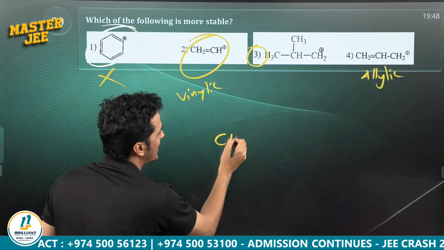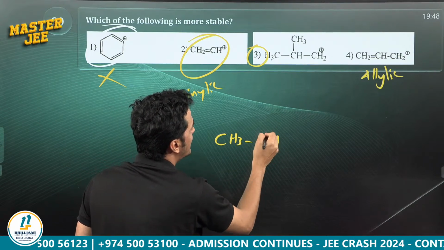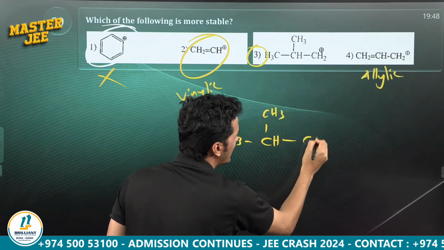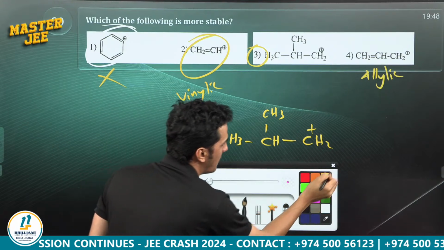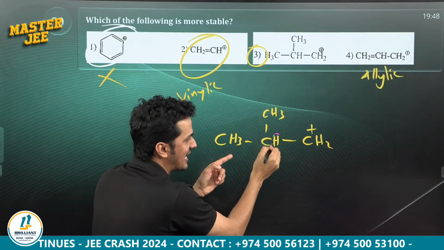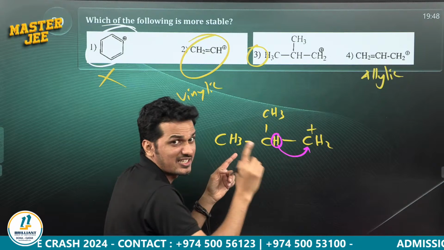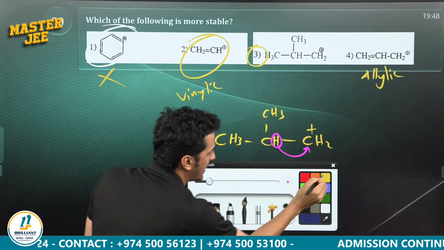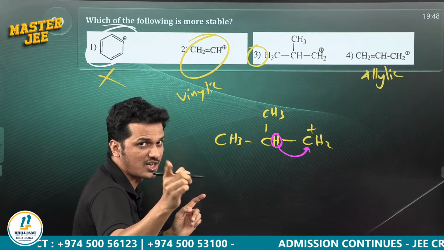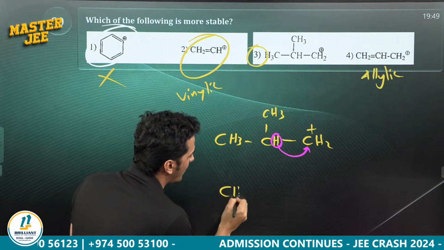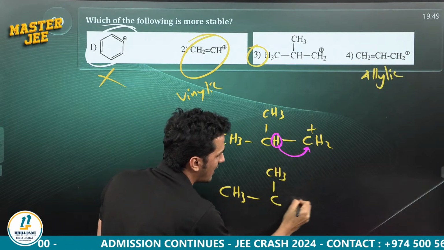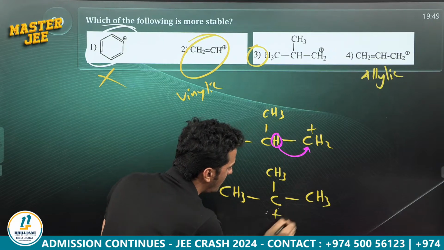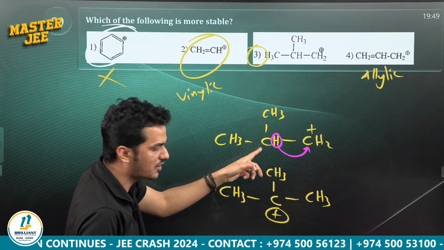Why? In the case of CH3, CH2 plus, here you must remember this H will go to here. There is a rearrangement. That's called a 1,2 hydride shift. I taught you in the class. So this will become CH3, CH3. This H will go there, that will become CH3, and that will become plus. That means the plus will be shifted to here.